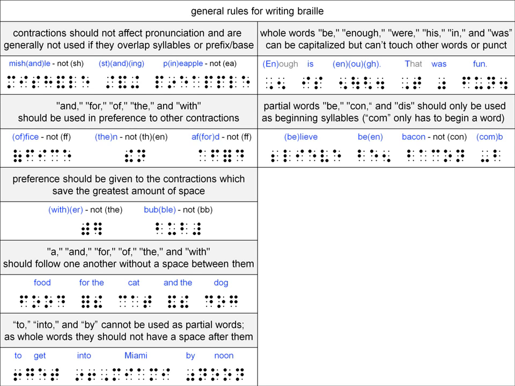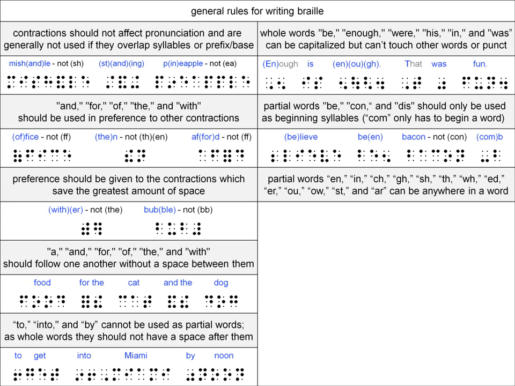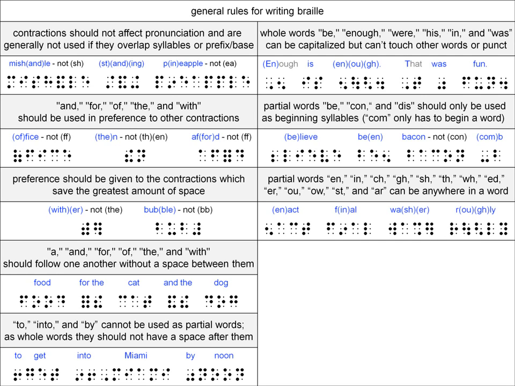However, it cannot be used in the word bin because although the BE is at the beginning of the word, it does not take up the whole first syllable since bin is a one-syllable word. The rule related to the COM contraction is similar in that it must be used at the beginning of a word. However, it does not have to take up the whole first syllable, as you can see in the one-syllable word comb. Most of the other two-letter partial word contractions, such as EN, IN, CH, and so on, can be used anywhere you find them in a word, as you can see in these examples.